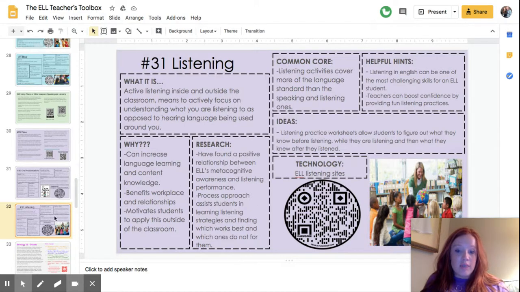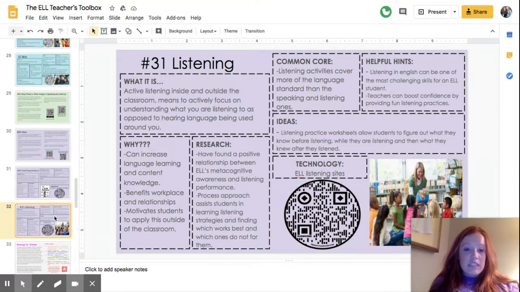In chapter 31, the listening one, I learned all about that. It's finding what works best and which do not work best for them. For Common Core, listening activities cover more of the language standard than the speaking and listening ones, and that kind of was a little bit of a shock to me, but I was interested to read about that.